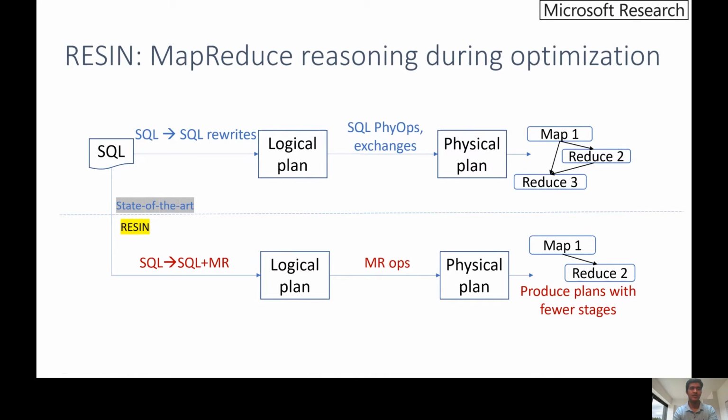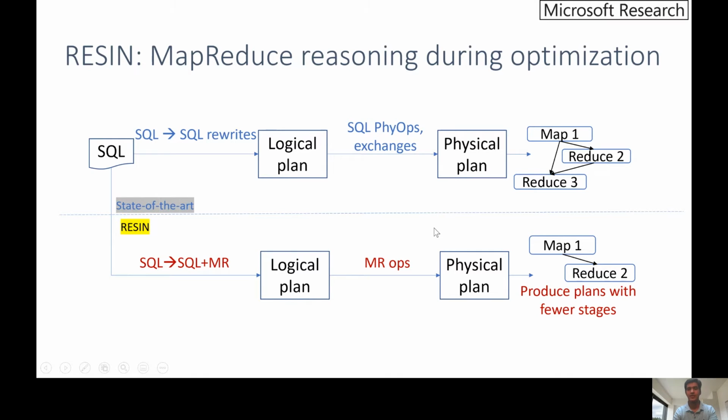We come to the conclusion that this unnecessary stage introduction is happening because today the query compiler is not built with the right set of primitives to produce a plan with as few stages as possible. This is because today's query optimizers basically do logical rewrites purely in the SQL space and are agnostic to the number of stages introduced. Introduction of stages only happens when you introduce exchanges during physical planning.